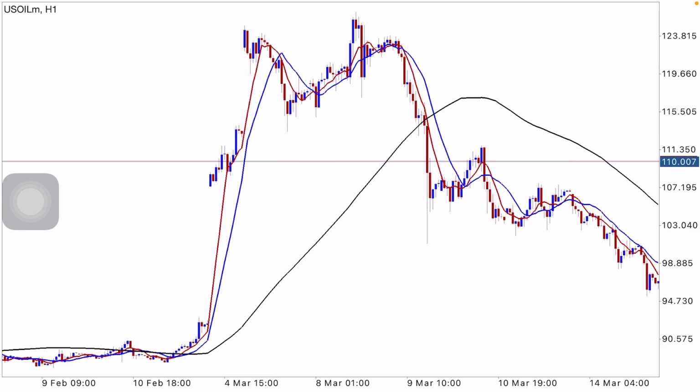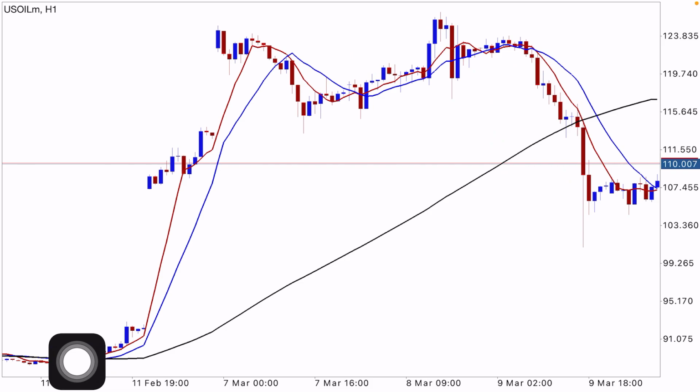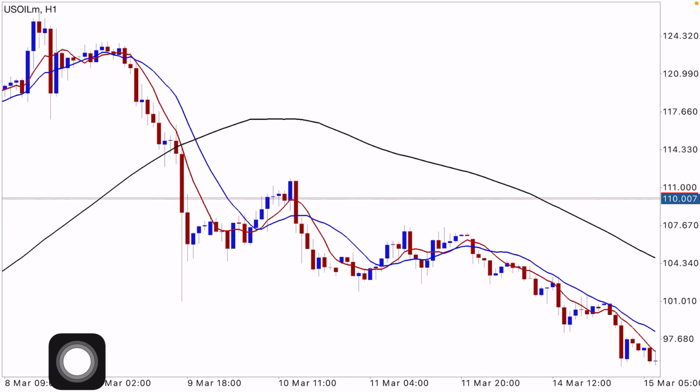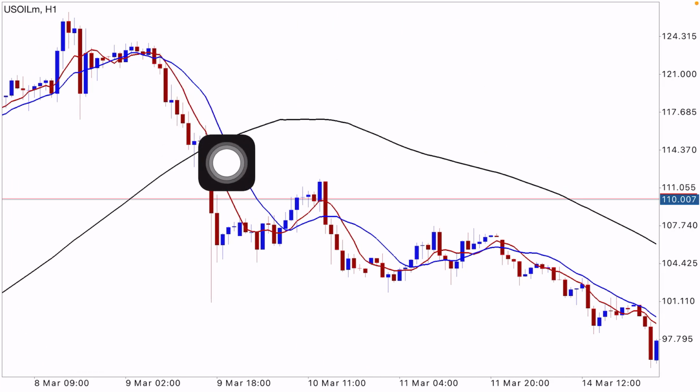When you see that about 4 or 5 candlesticks have crossed the 89 moving average downwards, like this, about 3 or 4 candlesticks have broken the 89 moving average downwards, it should tell you that price is likely to drop.